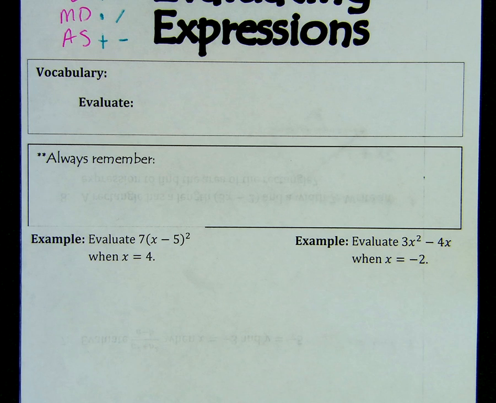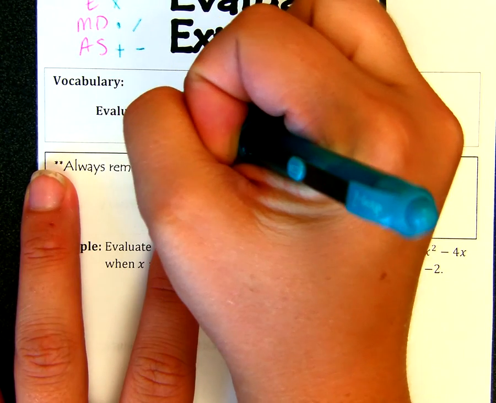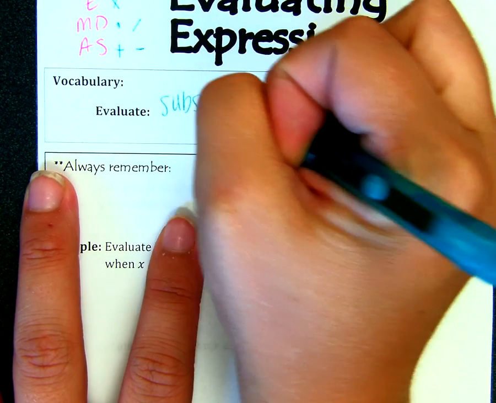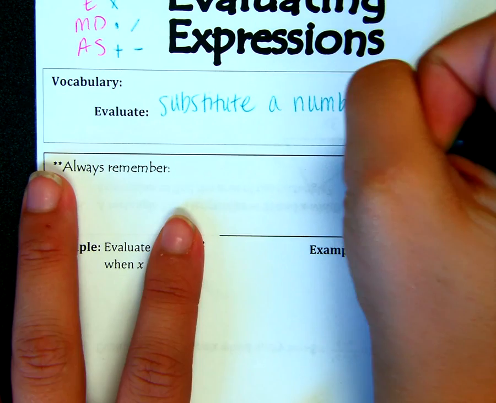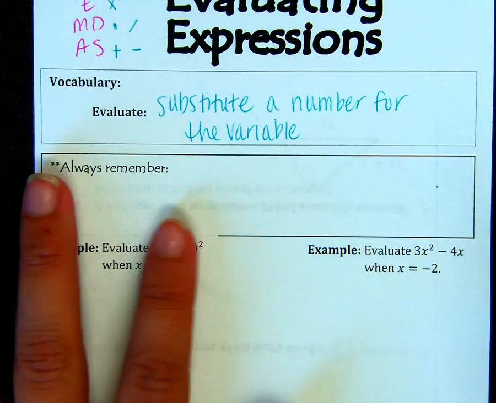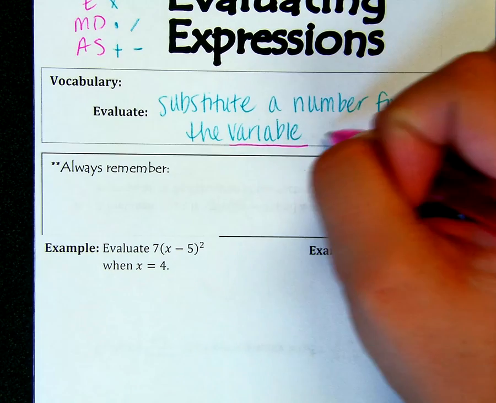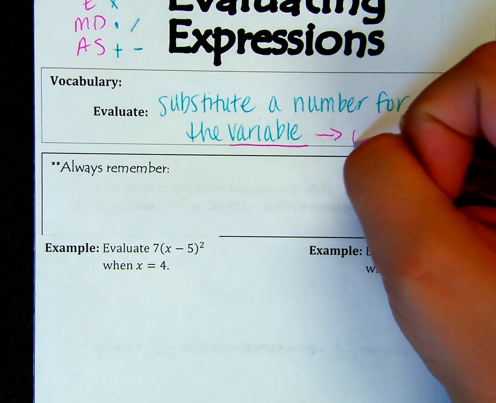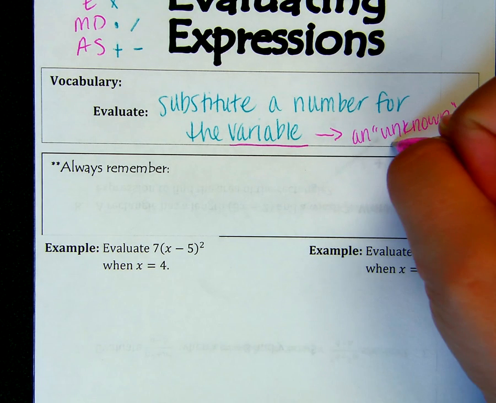So the word evaluate means, because many of y'all do not even know what that word means, to evaluate something means to substitute a number for the variable. So all you're doing is taking a number and plugging it in for a variable. Remember, the word variable just means a letter. All that means is an unknown, which is your letters.